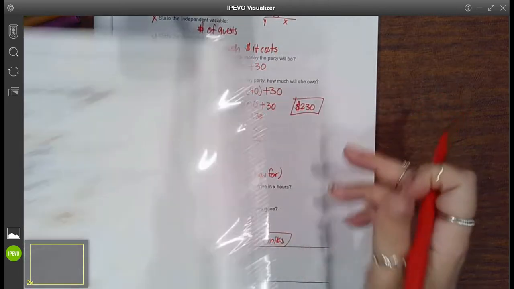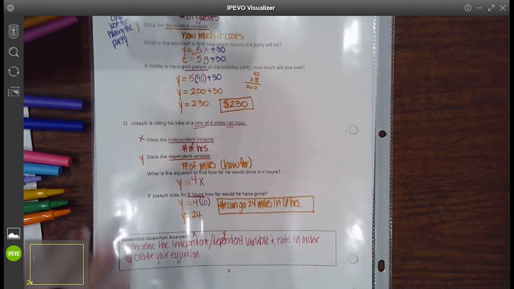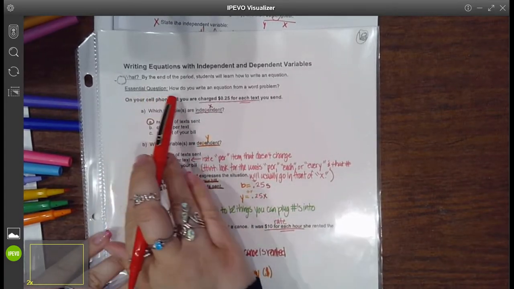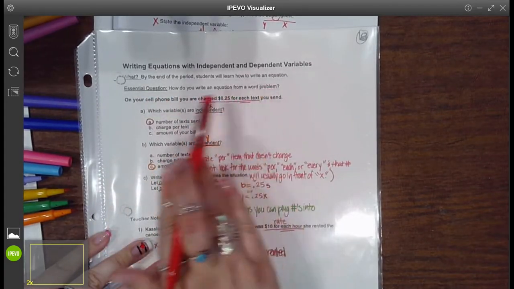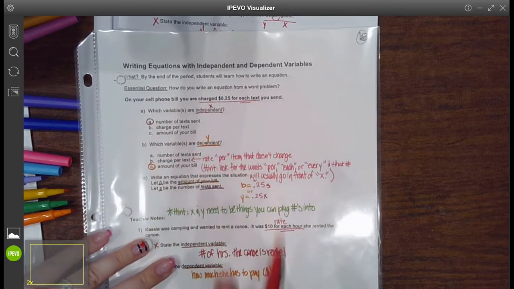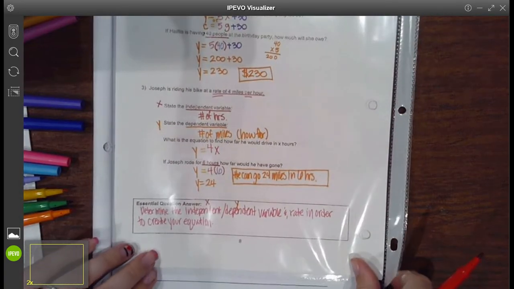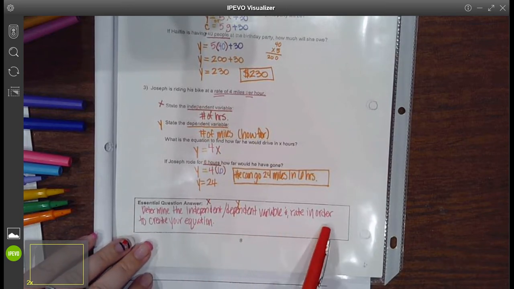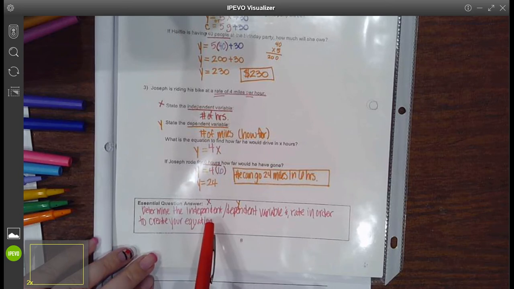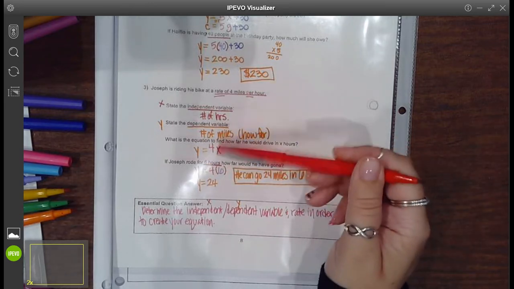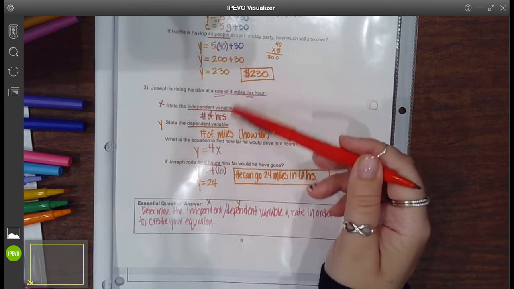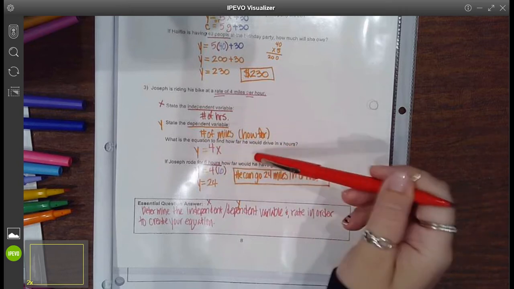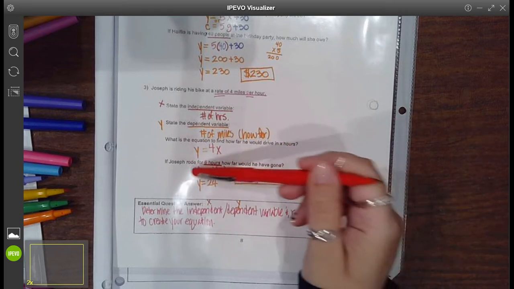So down at the end, where it says the essential question, and if you flip back to the first page, it was asking, by the end, students will learn how to write an equation. So how do you write an equation from a word problem? Well, you determine the independent and dependent variable and the rate in order to create your equation. So the independent is your X, your dependent is your Y, and then you know what to plug in. So if you identify which one's the X and which one's the Y, depending upon what information they give you, then you know what to plug it in for.